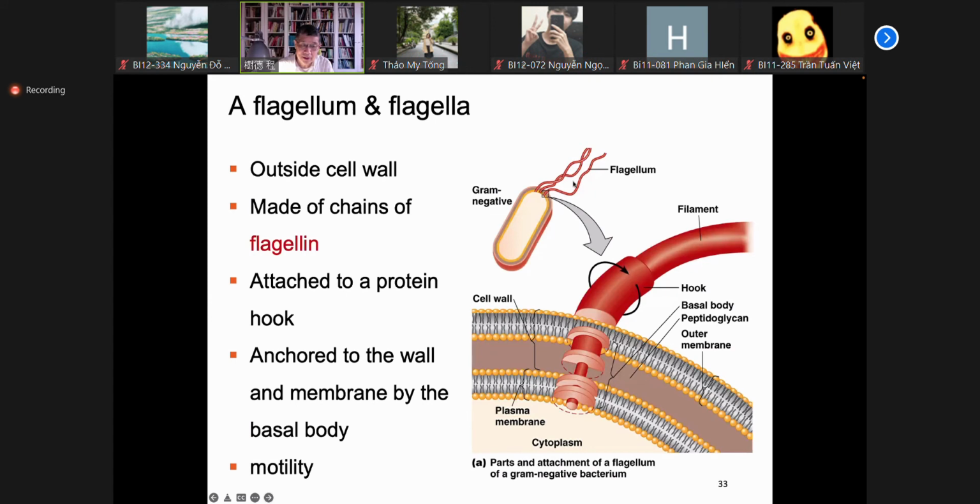Then the outer structure is called the filament, exported from here and assembled outside. So it becomes a long flagella. Forward. If it turns clockwise, then the cell will tumble.